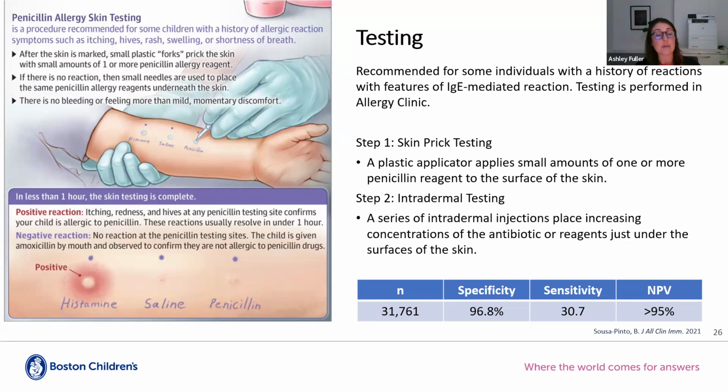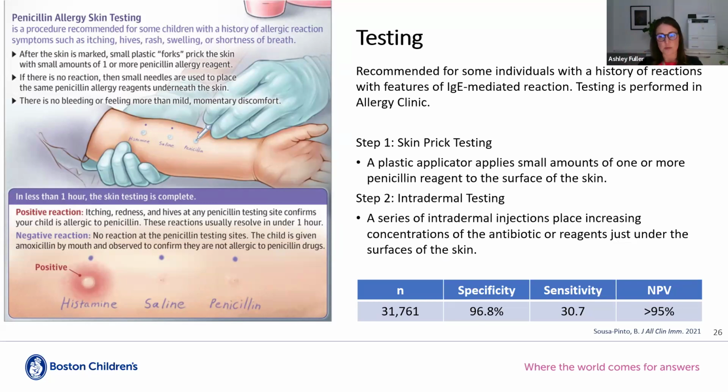Skin testing is typically a two-step process. And so let me say a little bit about what's involved, and then we can talk about some of the numbers below, which is like, yeah, but how accurate is any of this? So skin testing starts with something called skin prick testing. And for skin prick testing, a plastic applicator applies small amounts of one or more penicillin reagents to the surface of the skin. Typically, testing is done, as is shown in the picture here, on like the volar surface of the arm or sometimes right in the middle of the back.